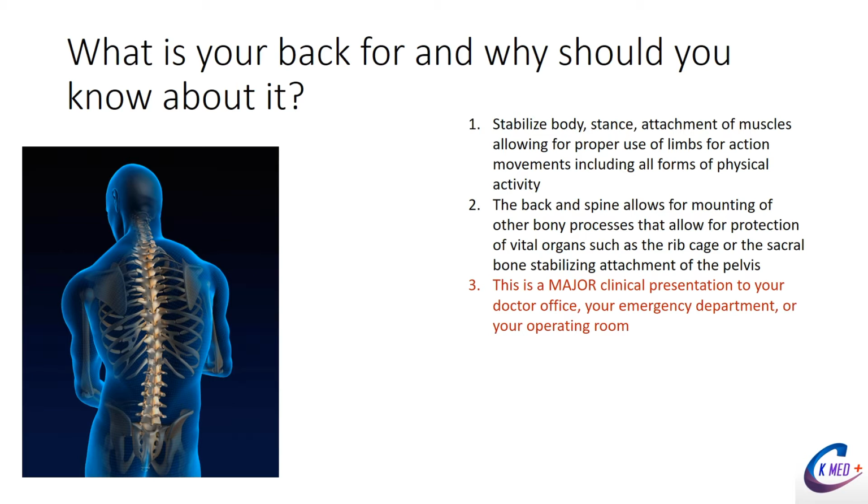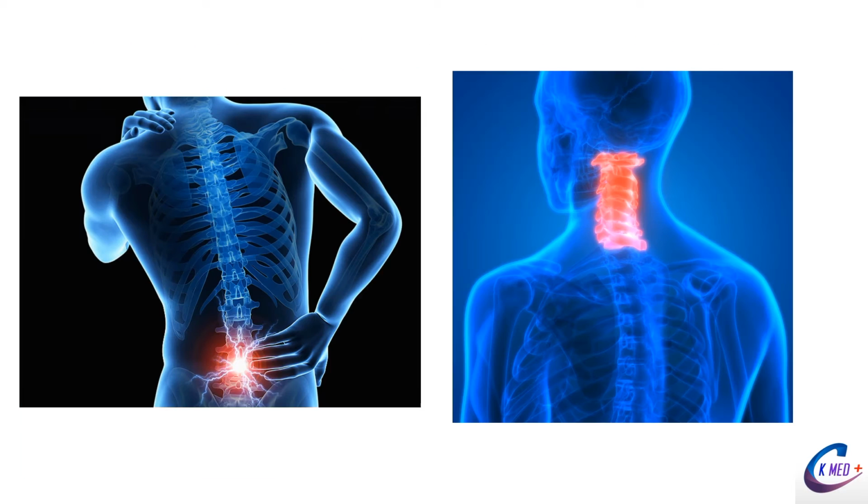It also is important for attaching bony processes such as your ribs to protect vital organs such as your heart and lungs. The back and spinal nerves are a major clinical presentation in the doctor's office, the emergency room, or your operating room. It's something that's dealt with all the time. Back pain is so common that it's going to be in reference to about 5 questions on your Step 1, and very important for your anatomy course right now.